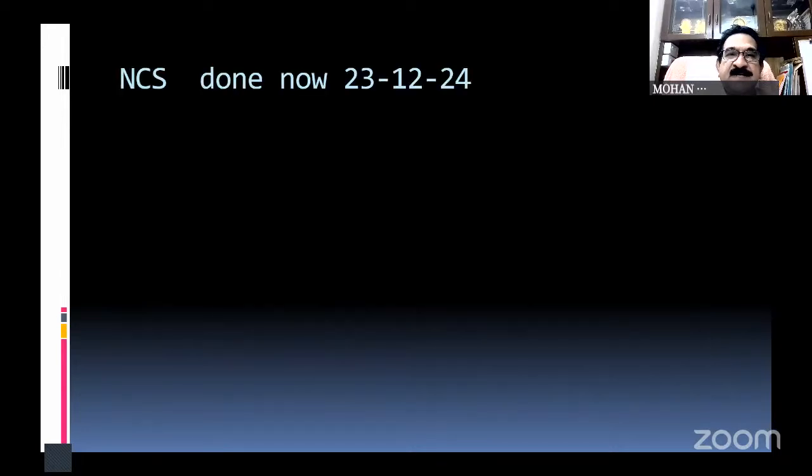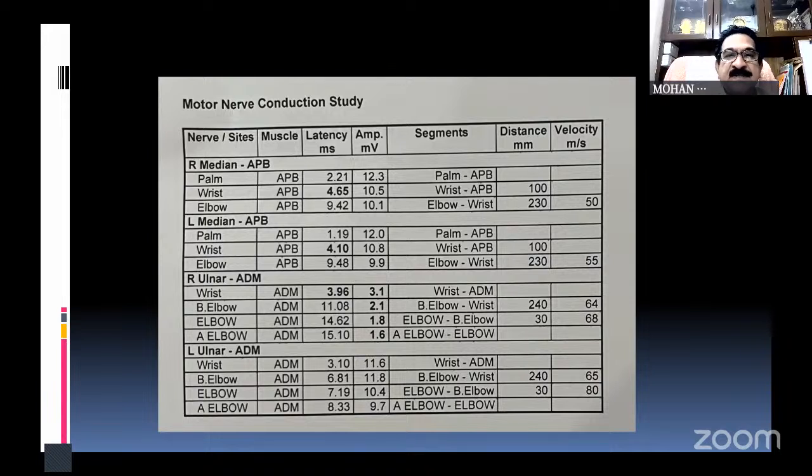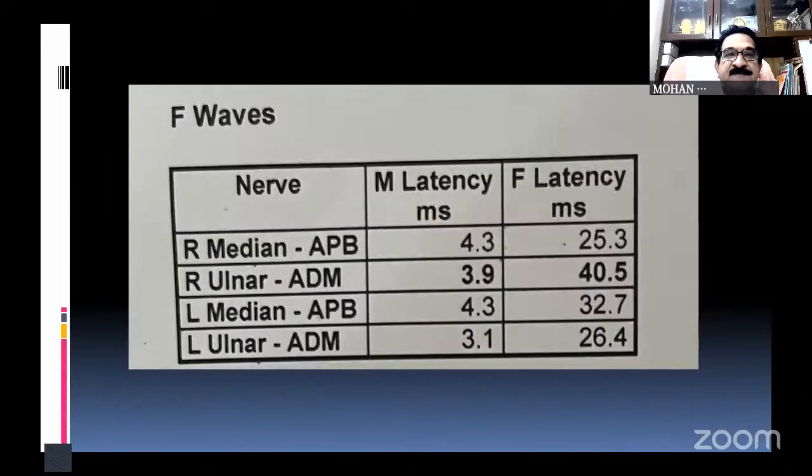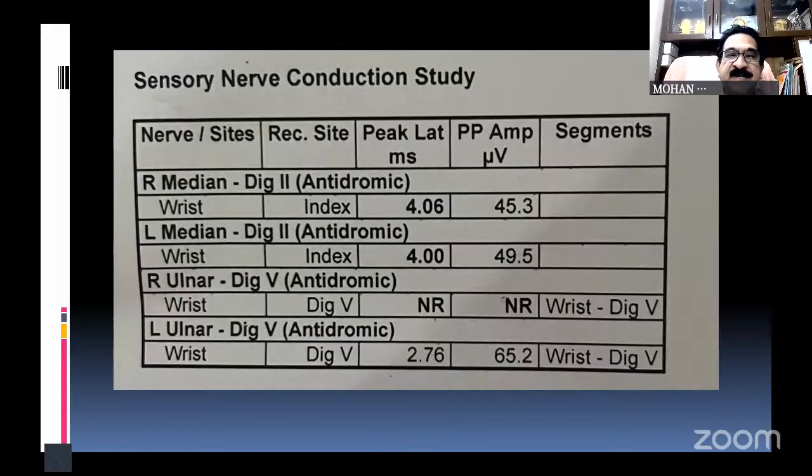The last NCS was done now. This shows again the same findings as before. Right ADM is affected, left ADM is not affected. Again, inching did not pick out any definite focal lesion. FA latency is prolonged in the right ulnar ADM. Sensory potential of the right ulnar is not obtained on the right side.